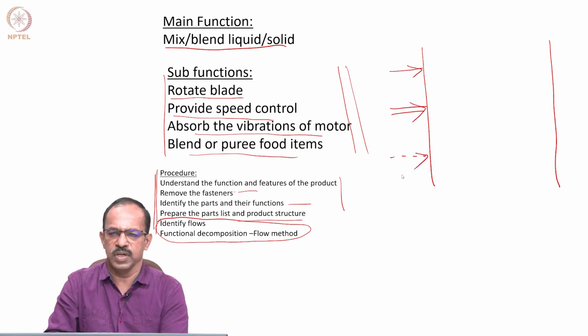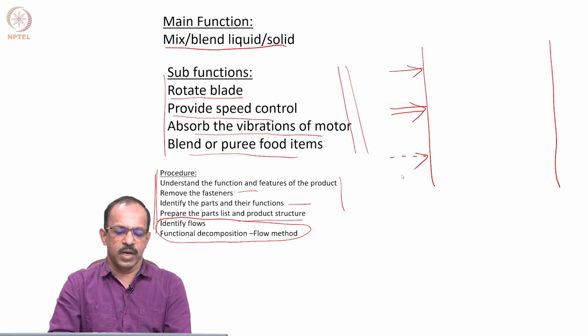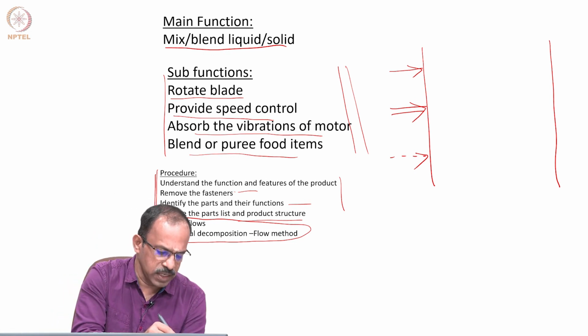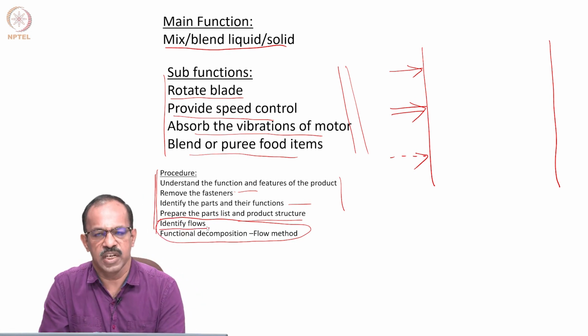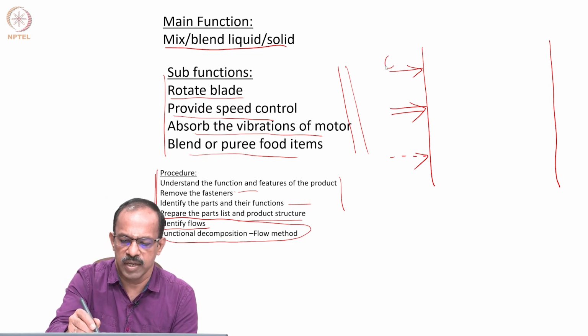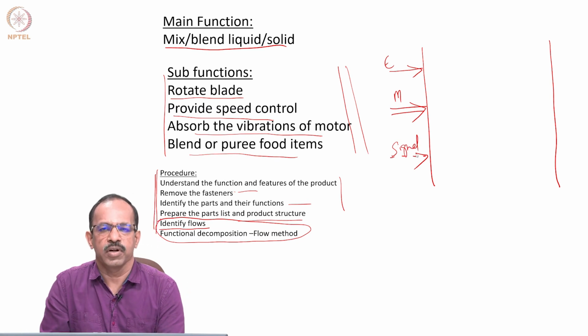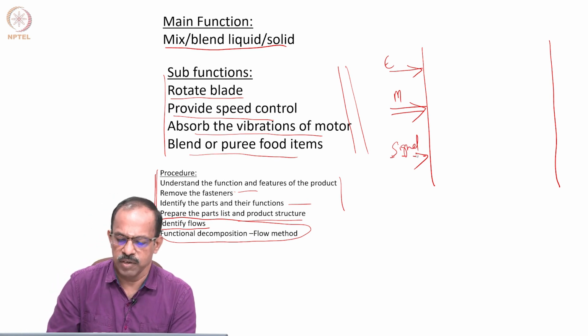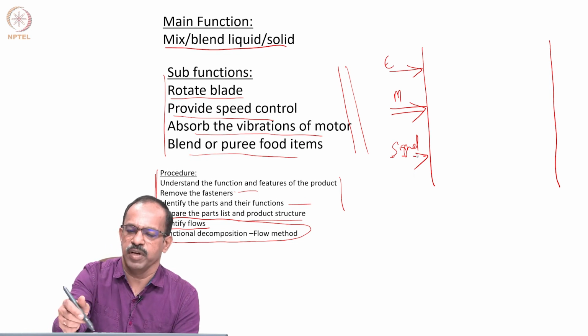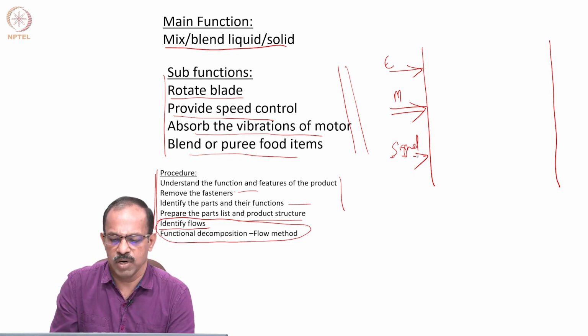So, this is the way we define it. In this product, try to identify what the flows are in terms of energy. You can have an energy, material, or signal, or information, whatever it is. Any one of these, or you can actually identify multiple energy signals, or multiple materials, or multiple signals.